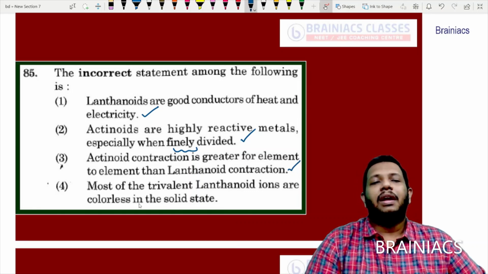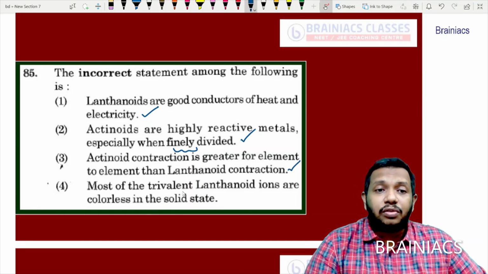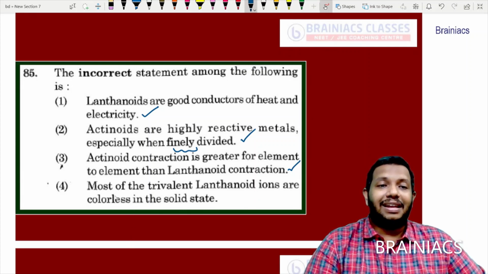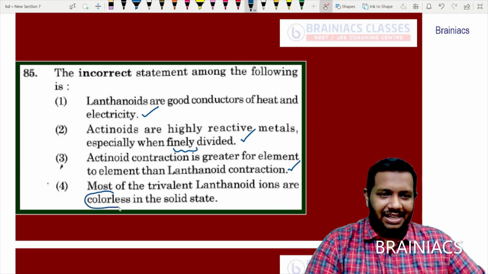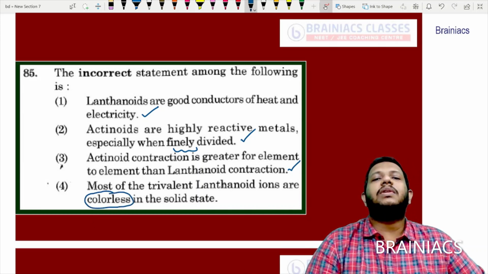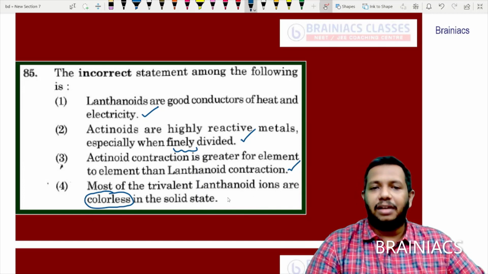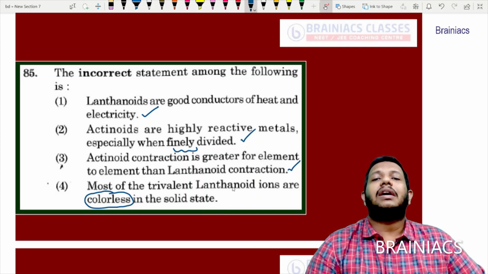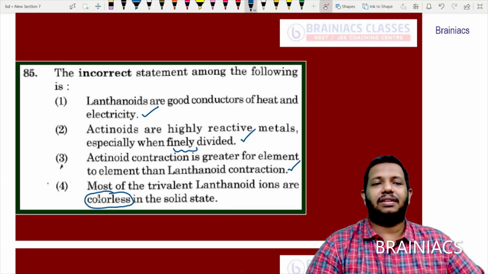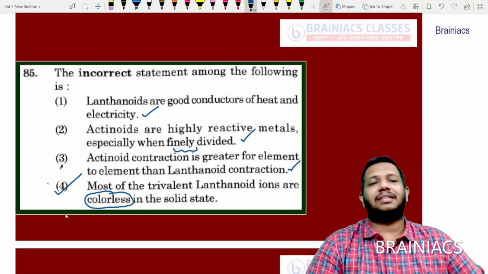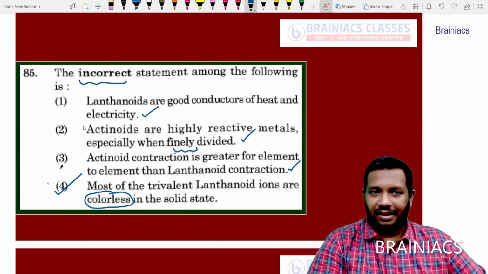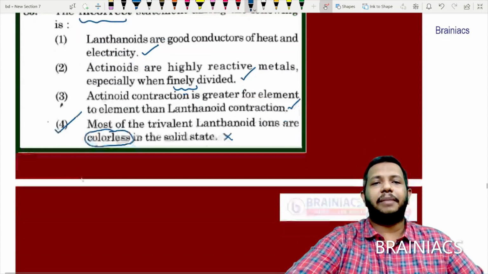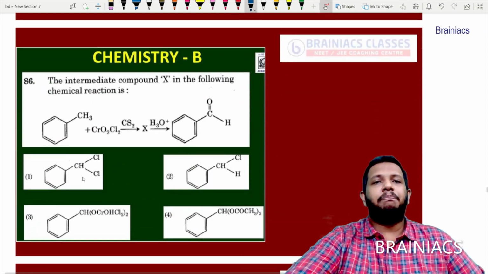That is also correct. Now the last statement, most of the trivalent lanthanoid ions are colorless. I know that in NCERT this is colored. They are changing that term to colorless because we know that lanthanoids have vacant f orbitals, so they can easily enter into colored species. They are mostly colored species in their solid state. So this is the correct answer, because they are asking you the incorrect statement. So this statement is incorrect, but answer is this one. Clear? Now let's go to the chemistry B part.